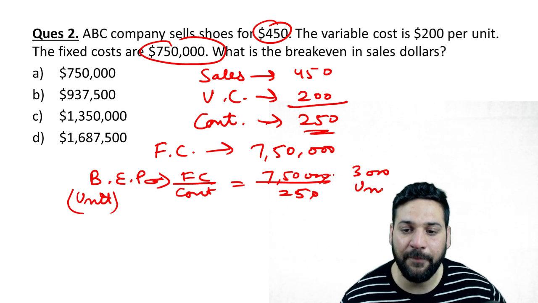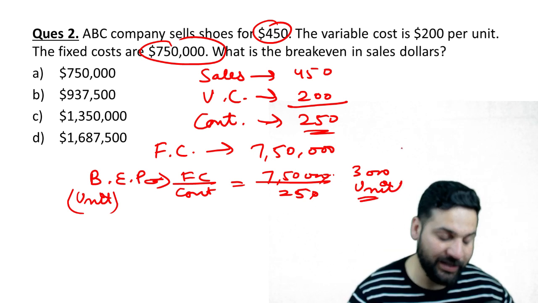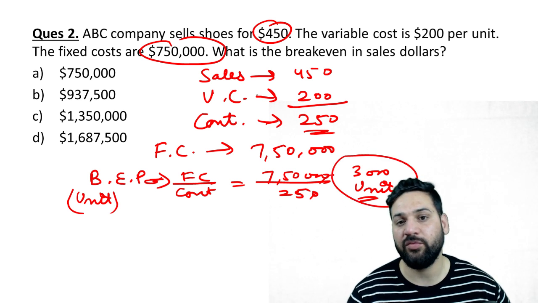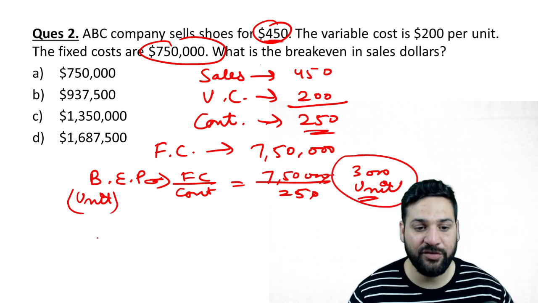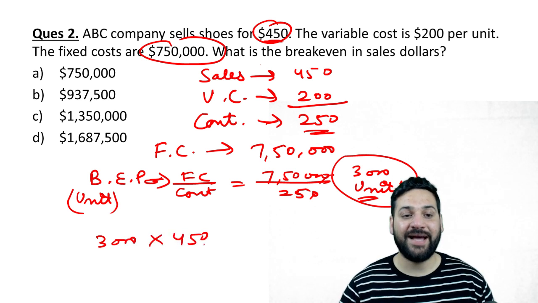3,000 units is the break even point, but they are looking for break even in terms of dollars. We got it in terms of units, and you already have the sales price. So 3,000 multiplied by 450. What is the correct answer?